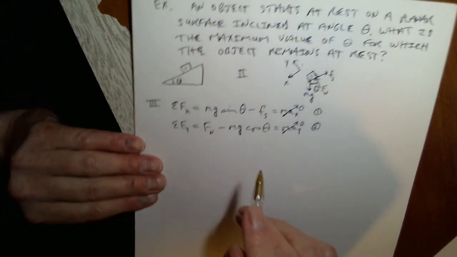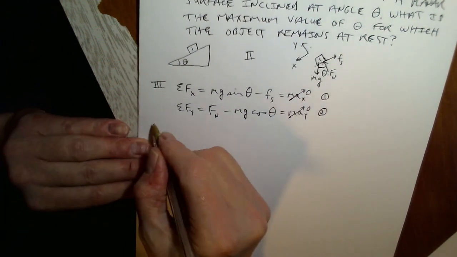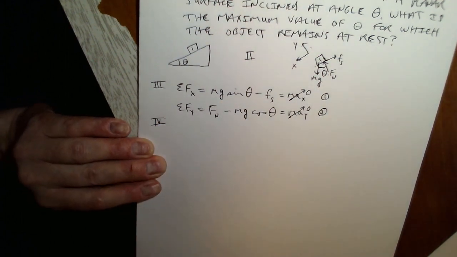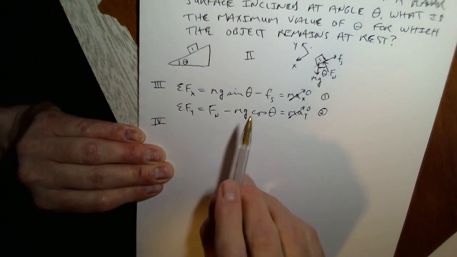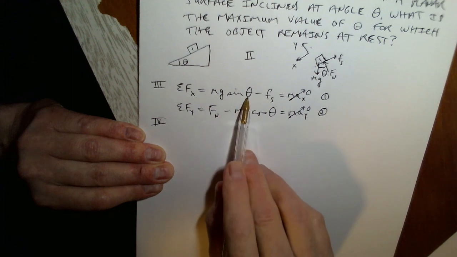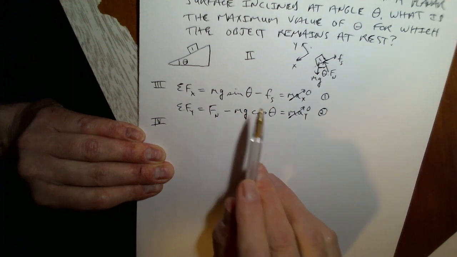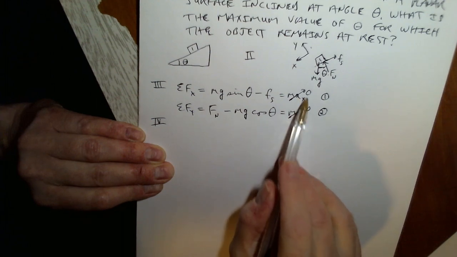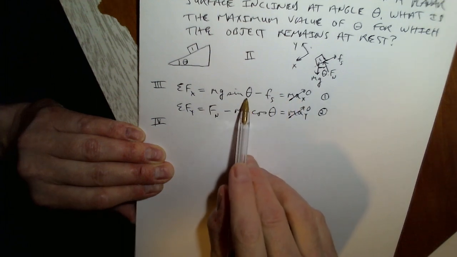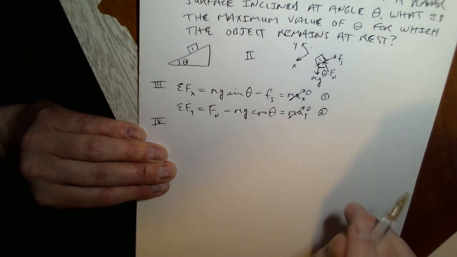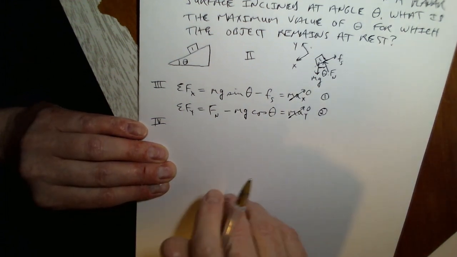Okay, now, step 4, I'm going to solve for something. But what am I going to solve for? If I look at equation 1, I want to find the maximum value of theta for which the object remains at rest, right? For which this acceleration is going to be 0. Well, the maximum value of theta corresponds to the maximum value of sine theta, because sine theta increases with angle from 0 to 90 degrees.